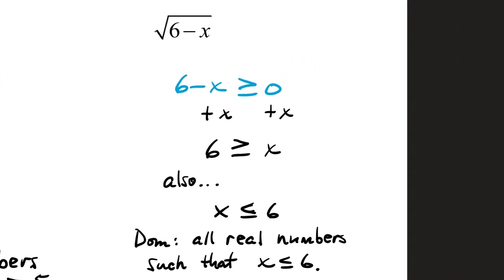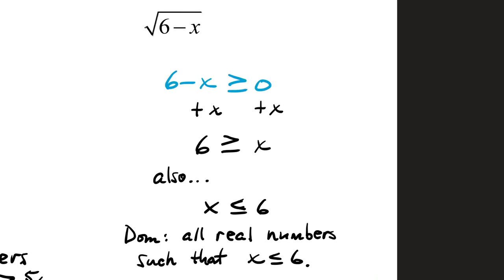Let's look at a second example. Square root of 6 − x. Remember, for this square root, we want it to be either positive or 0. So that'll happen as long as 6 − x is greater than or equal to 0. Add x to both sides. That gives us 6 ≥ x.